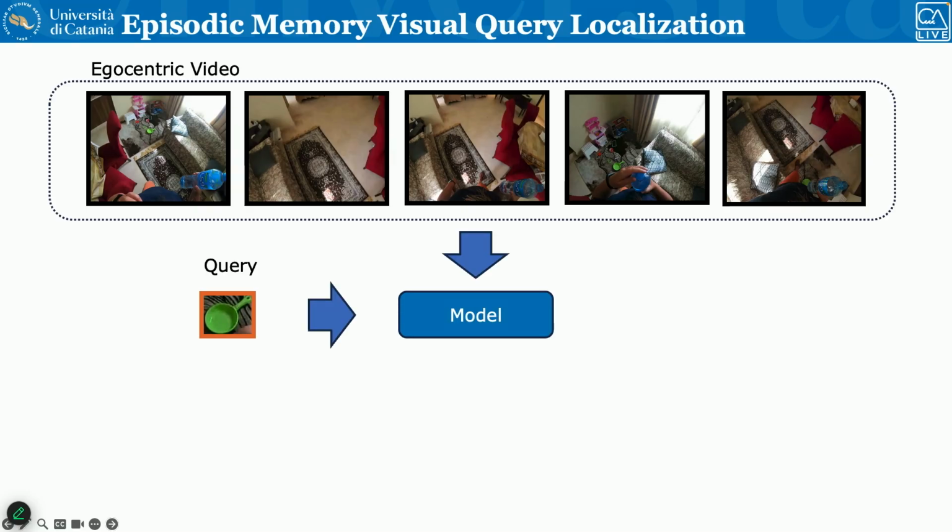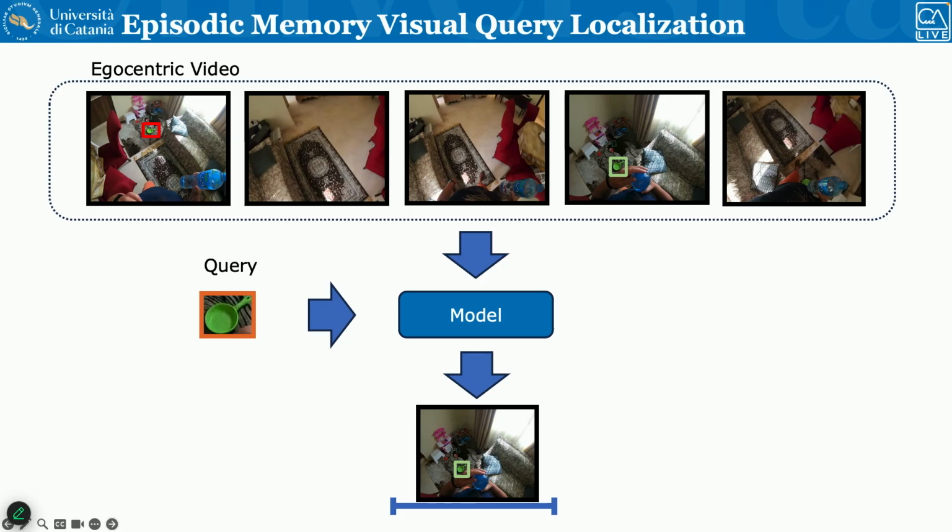Talking about visual query localization, imagine that you are wearing your AR glasses during your day and recording with the glasses the whole day. Then, at a certain point, you want to retrieve one object that you have seen during the day. So you take the egocentric video and the patch of the object, and search in the video for this object, obtaining in output the spatio-temporal bounding box of the last occurrence of the object in the video.